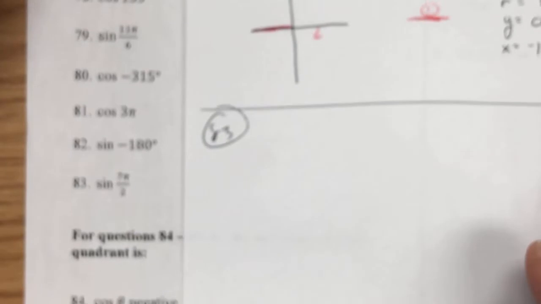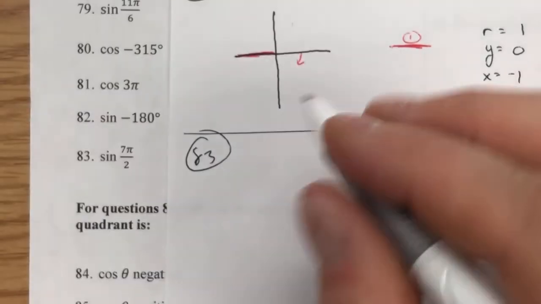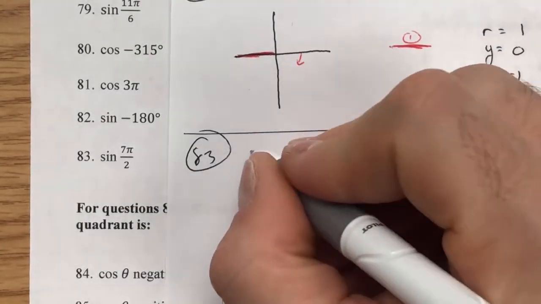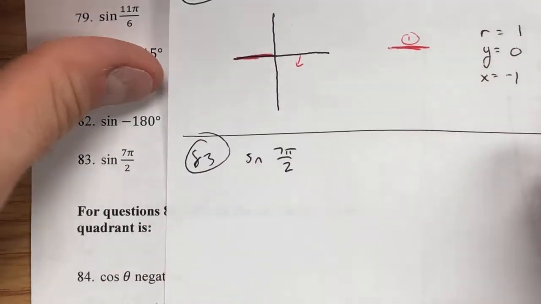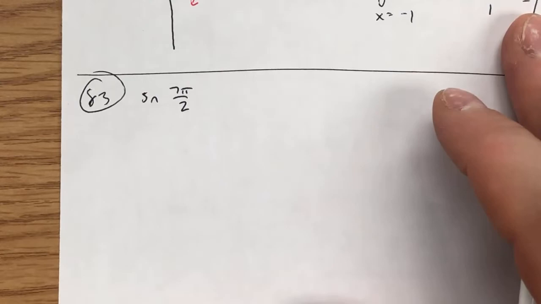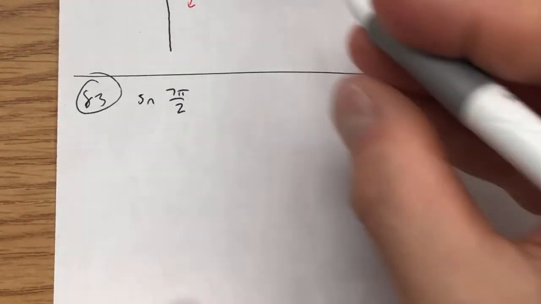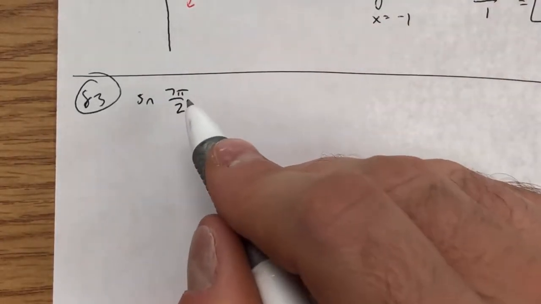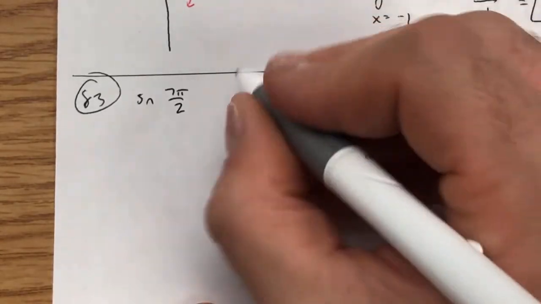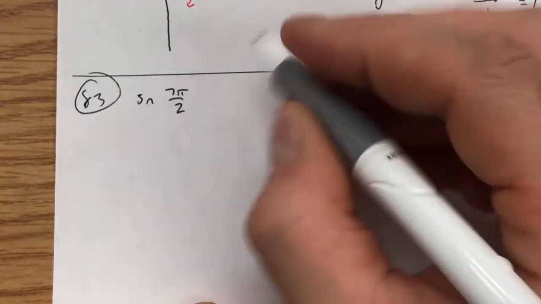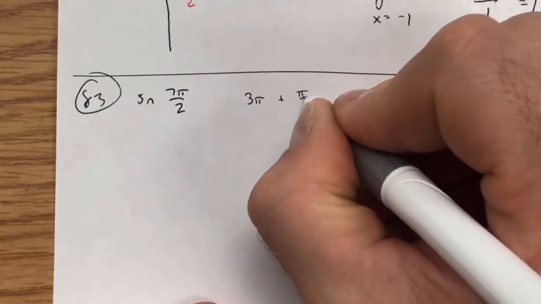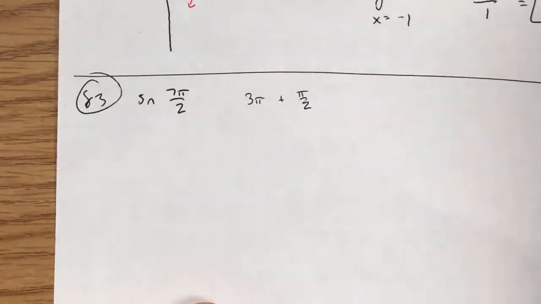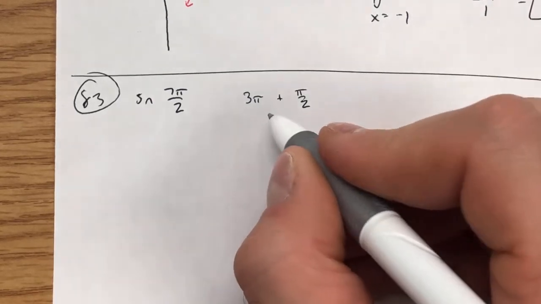And the last one of this type is number 83. Let's take a look at what that one would be like. Okay, so number 83 is the sine of 7 pi over 2. If I wanted to rewrite this in a more helpful format, I might rewrite 7 pi over 2 as a mixed number. I know 7 pi over 2 is going to be 3 pi's plus pi over 2, because 3 pi's is 6 over 2.